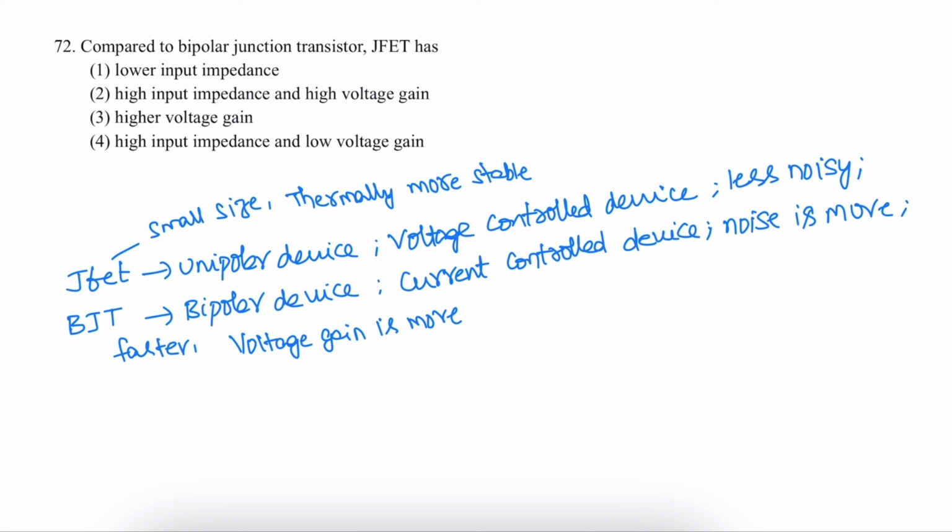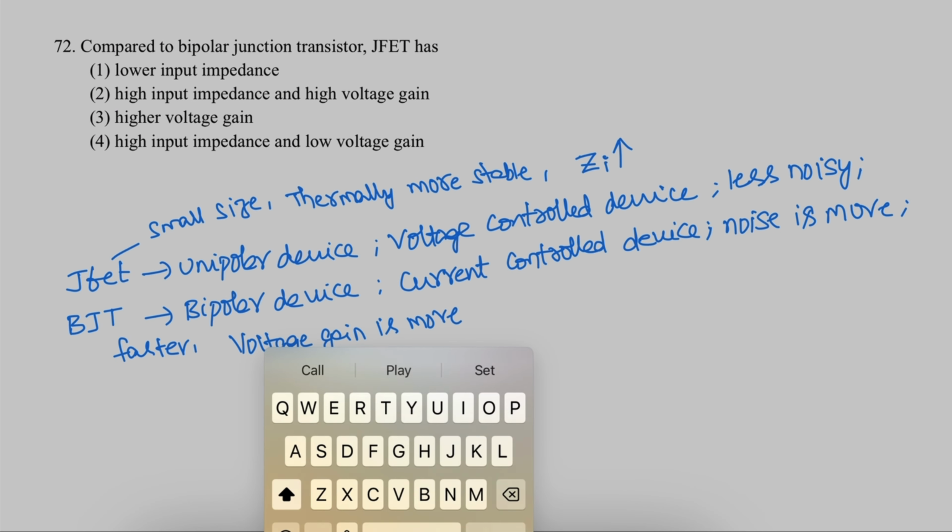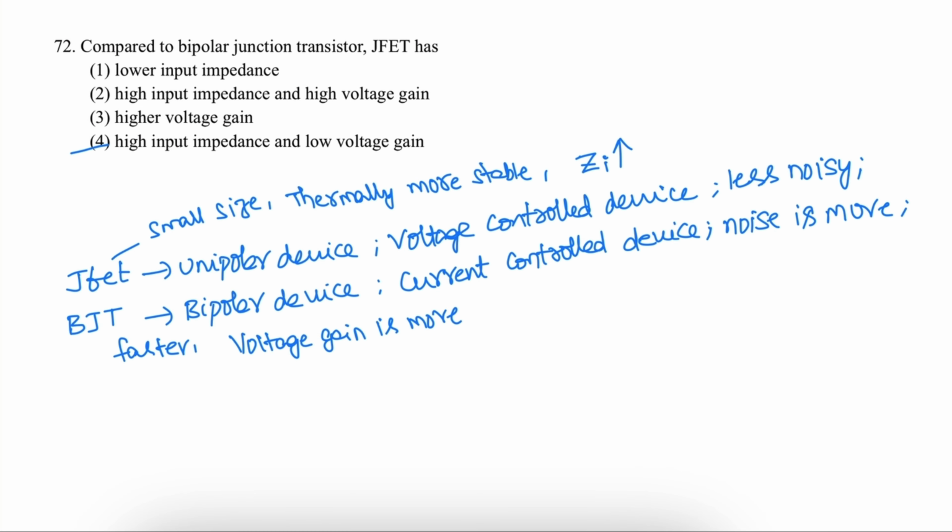The leakage currents are less in FET. So the input impedance Zin is very high in FET. Leakage currents are relatively more in BJT, so input impedance is lower. So when compared to a bipolar junction transistor, FET has high input impedance and low voltage gain. Correct option is 4.